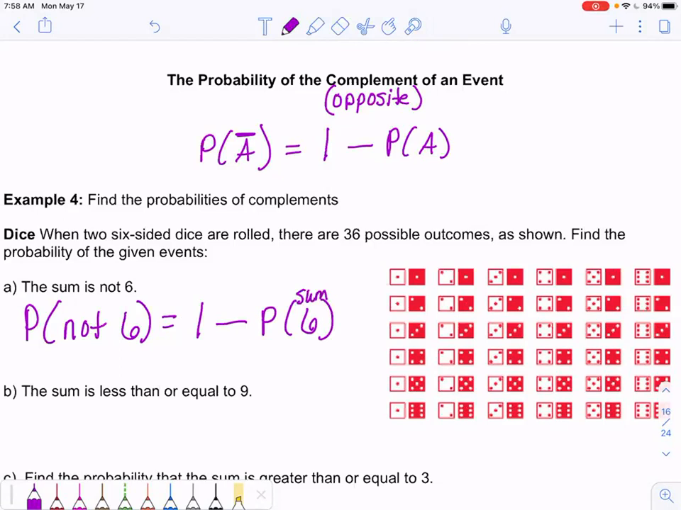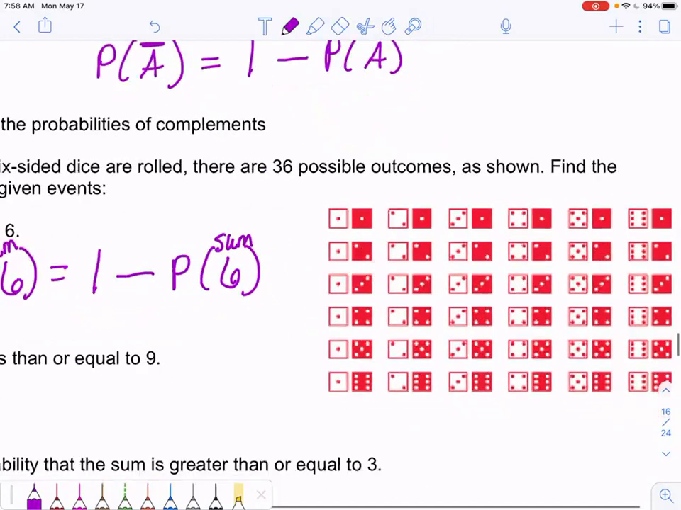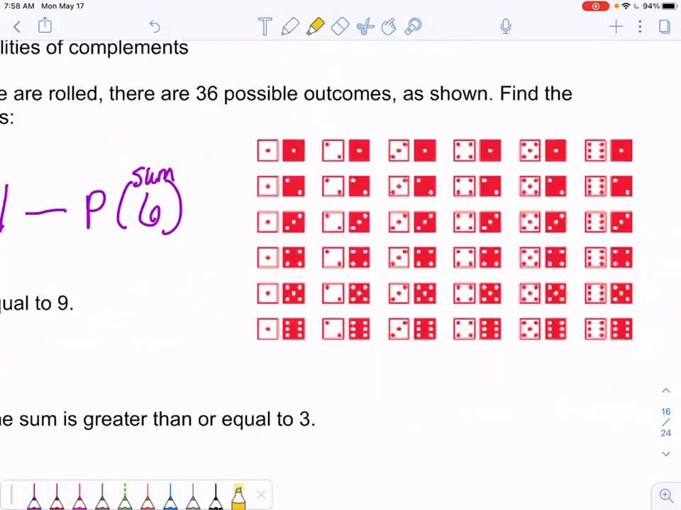Guess I should put the word sum here. So if you look at your pairs of dice, you want the pair of dice to add together to be 6. And if I can find that sum, then I should be able to find its complement, which would be the fact that it's not 6. So Riley, do you see any pairs of dice that add to be 6 on here? How many of them add to be 6?